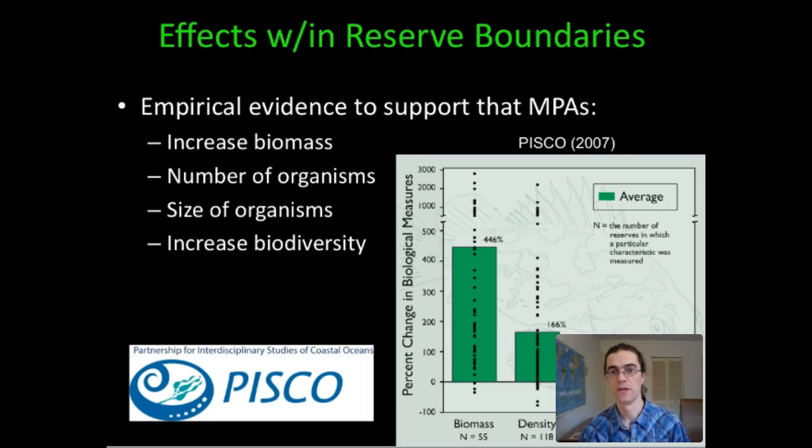And so here we have some demonstration of some of this empirical evidence to support that MPAs not only increase biomass, but also number of organisms, size of organisms, and increase biodiversity. So there's an average. I mean, the biomass alone is just staggering for these. So here we have N as the number of reserves. So over 55 reserves that were studied for biomass, you have an average of 446% higher, or percent change, sorry, so an increase in biomass.